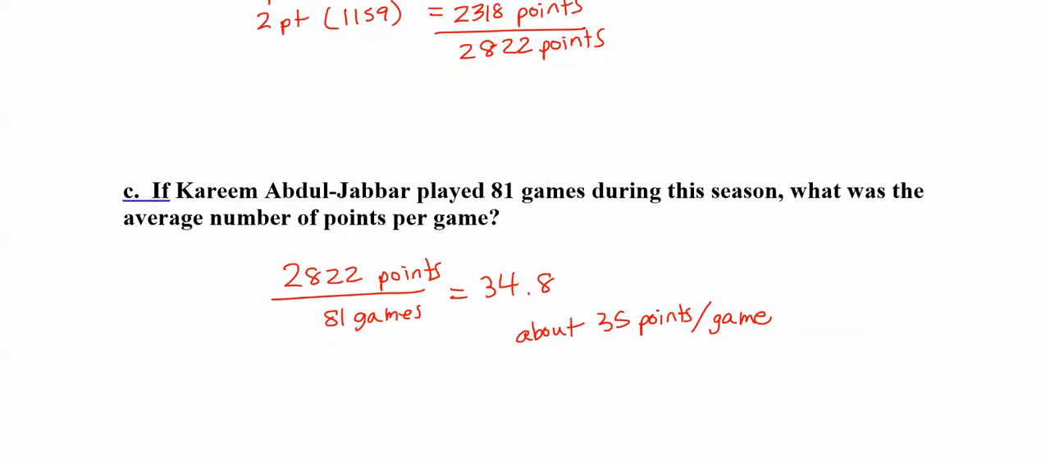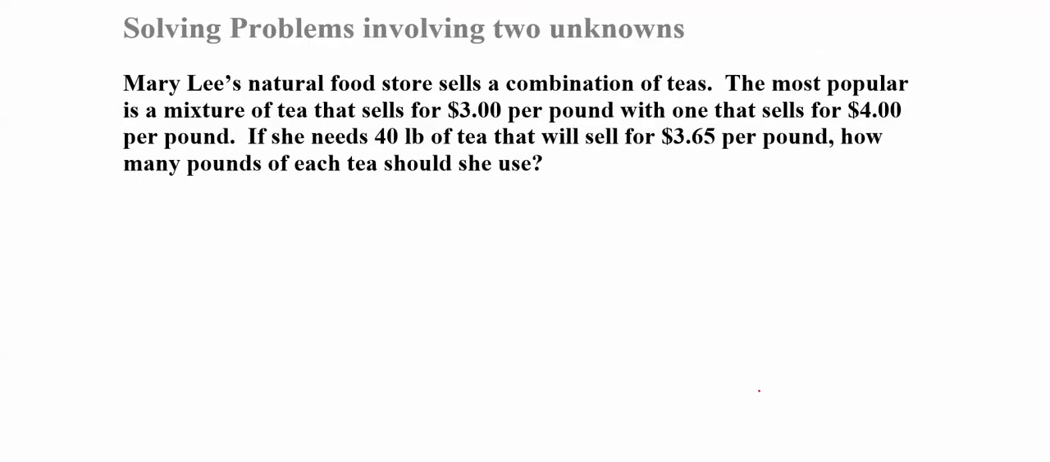Okay, so we just have one more example that we're going to work through. Mary Lee's natural food store sells a combination of teas. The most popular is a mixture of tea that sells for $3 per pound with one that sells for $4 per pound. If she needs 40 pounds of tea that will sell for $3.65 a pound, how many pounds of each tea should she use?